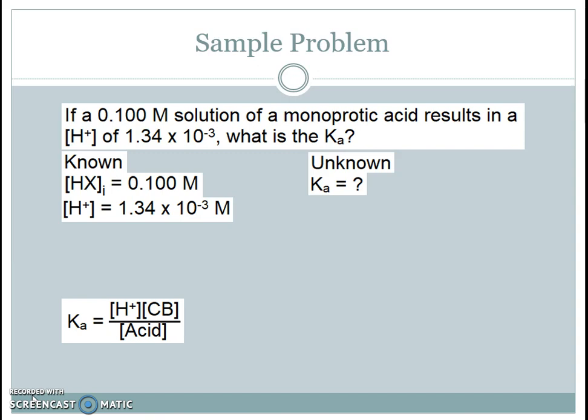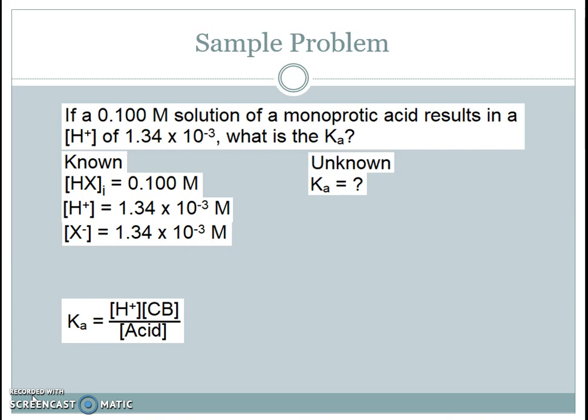The easiest one to first fill in is the conjugate base. Since it's a monoprotic acid, we know that for every hydrogen that is being ionized, we're also getting one conjugate base, so their concentration is going to be exactly the same because it's going to be a 1-to-1 ratio. If it was a 2-to-1 ratio, then we'd only be getting half if it was diprotic. Or if it was triprotic, we'd be only getting 1/3 the conjugate base. But in this case, being monoprotic, they're going to be exactly the same.